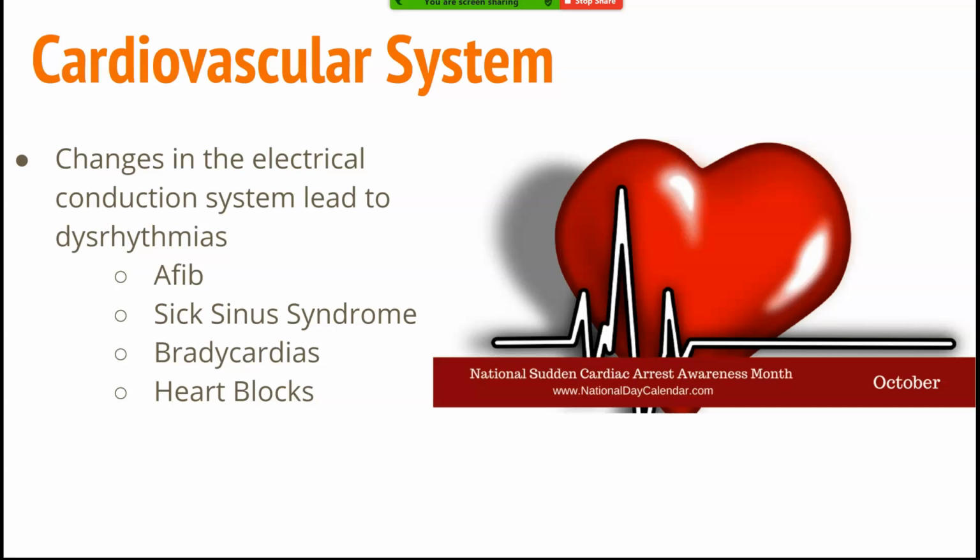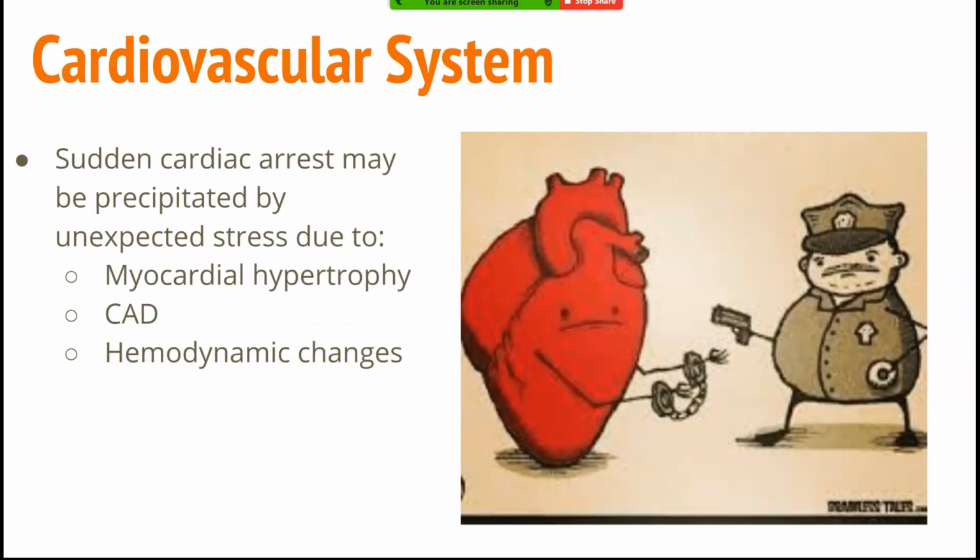So older patients are at increased risk for heart blocks and bradycardias. Also, AFib is increased risk. It's usually right around the area of the aorta. Those cells start to get a little pissy and they start to create the fibrillatory issue. Any sort of unexpected stress in the elderly can cause a cardiac arrest, okay?